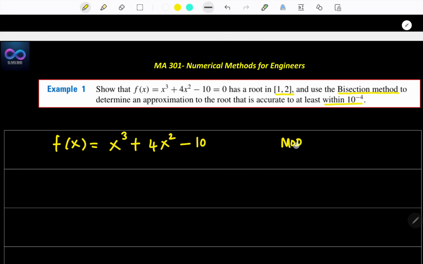Take your calculator. I will go to mode, teacher. Yes, go to the mode. I will fix number 5. Okay, number 5. And which number will you go to? You will go to number 4.